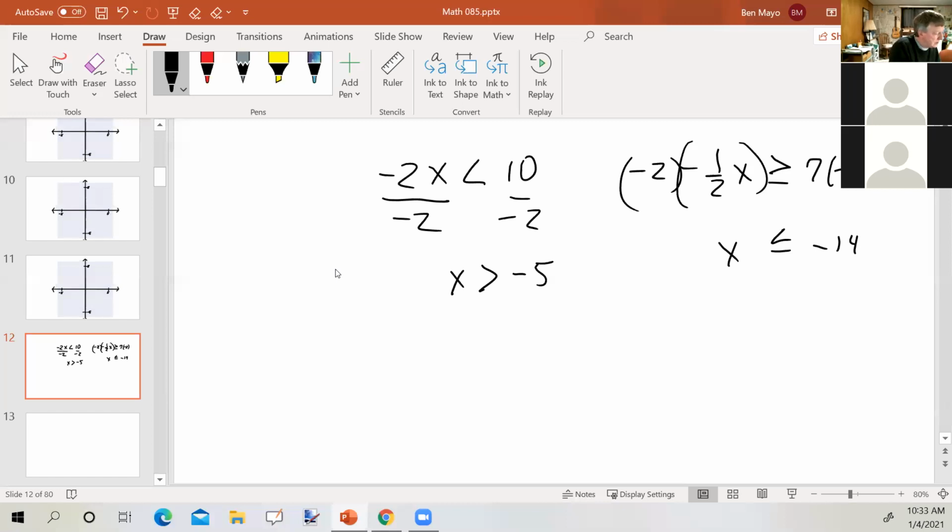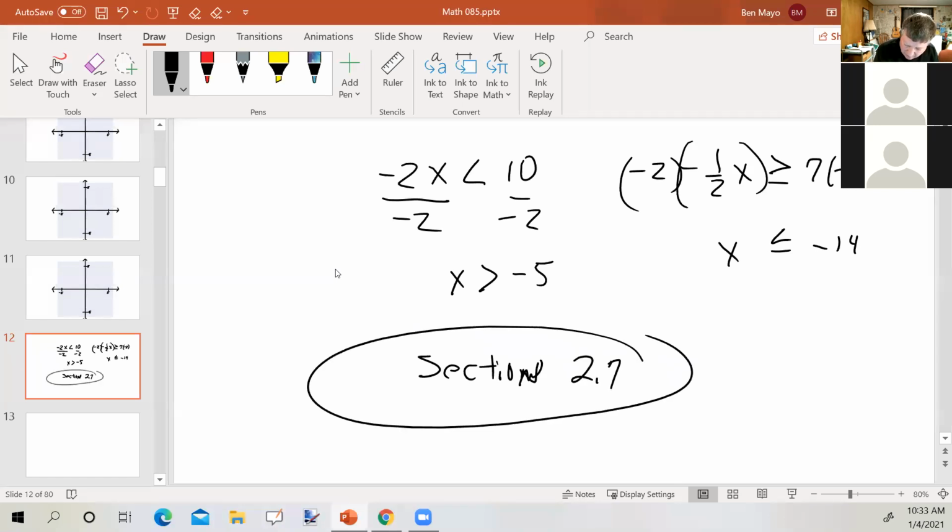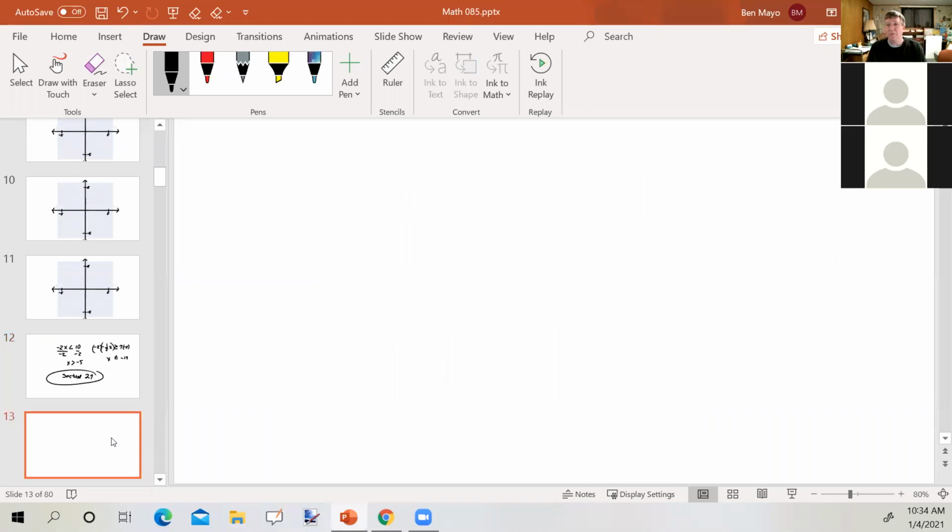If you want to look at more information pertaining to inequalities, section 2.7 of the textbook covers that topic. All right, now what we're going to be doing today is graphing linear inequalities. Graphing linear inequalities is similar but not exactly like graphing equations.